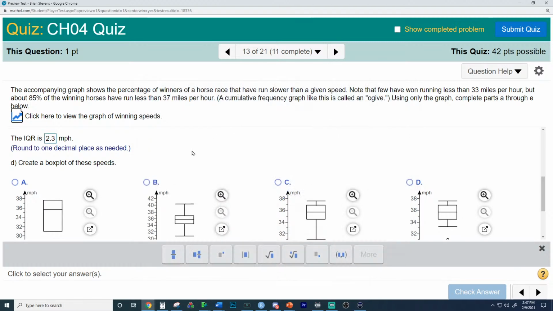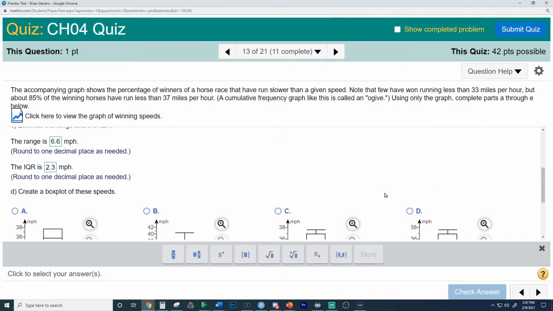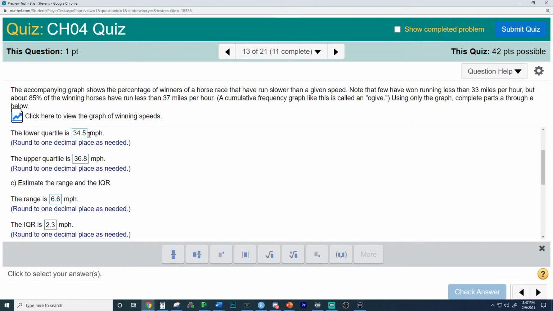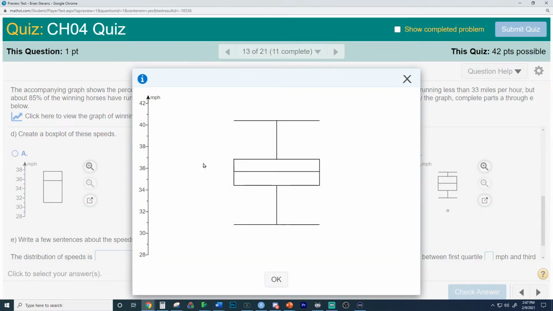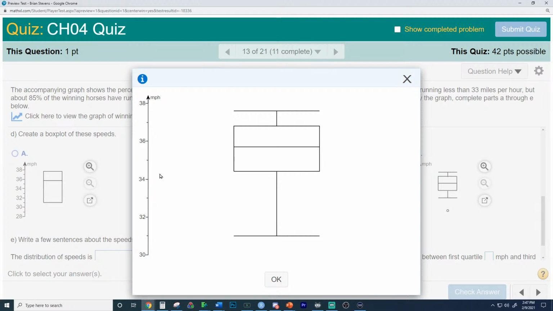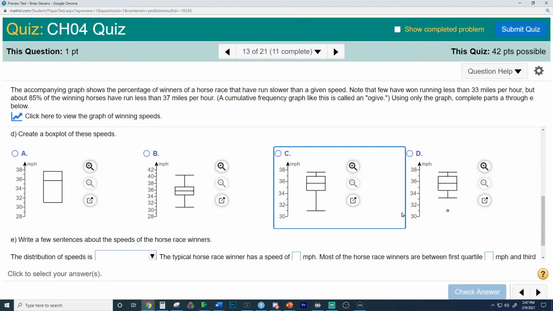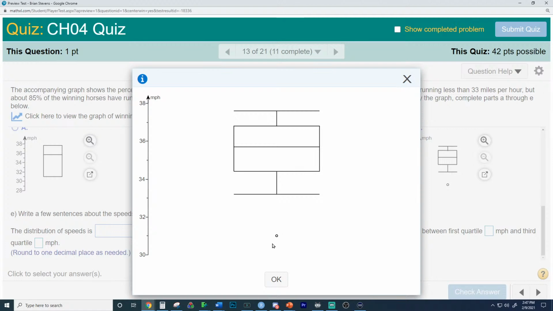Let's look at this. Oh, that's a ridiculous box plot. There's data further out. We can also confirm our answer here, 34.5 to 36.8. That looks to be about right. Does this have a minimum that far? This box plot doesn't look to be properly shaped though. It's between D and B probably. Let's take a look. D has an outlier down here.